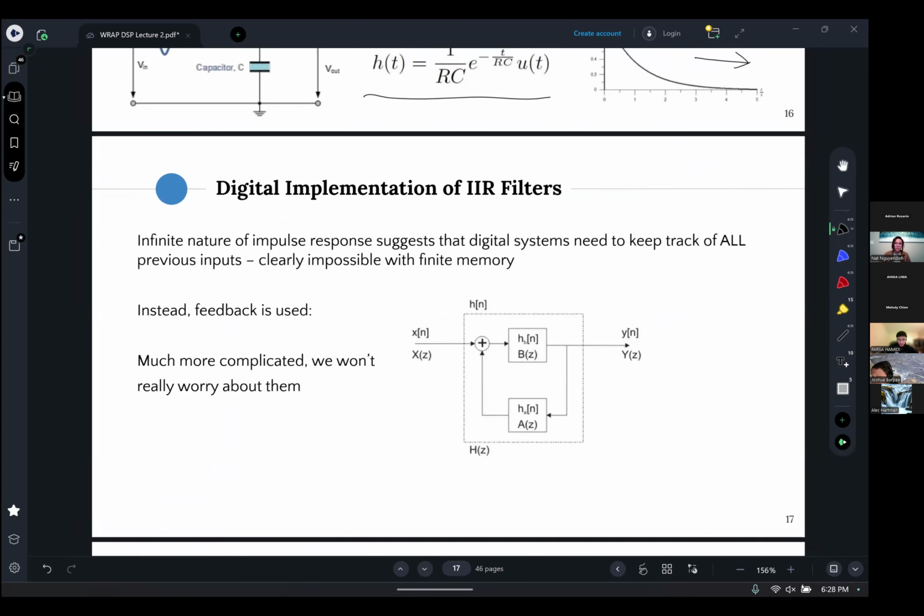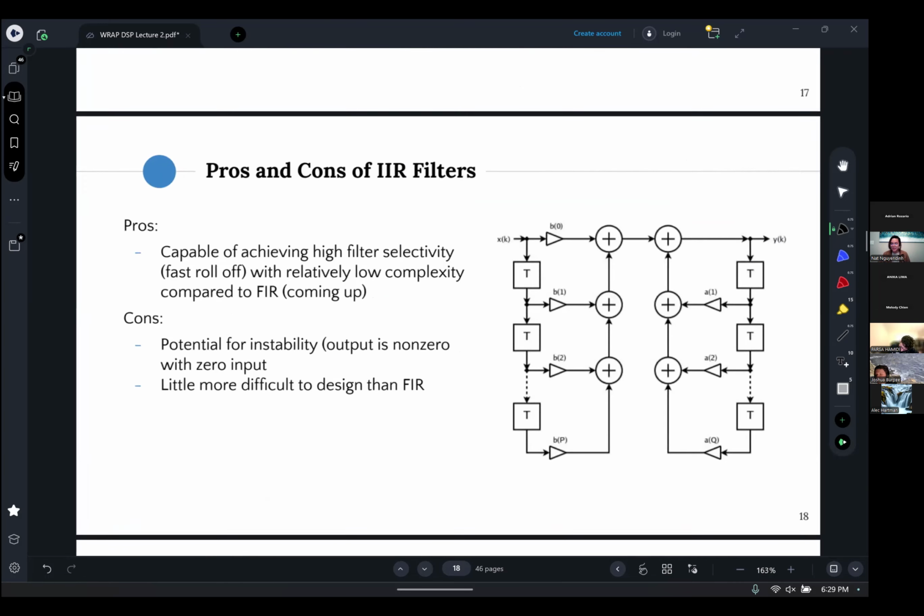And there actually are ways to implement IIR filters in software. This involves having feedback to use a set amount of your previous inputs as well as a set amount of your previous outputs. In doing so, you can manipulate the math equations so that you don't actually need an infinite amount of memory. You can do this with a set amount at some sacrifice of performance. So this is what the actual block diagram for an IIR filter looks like.